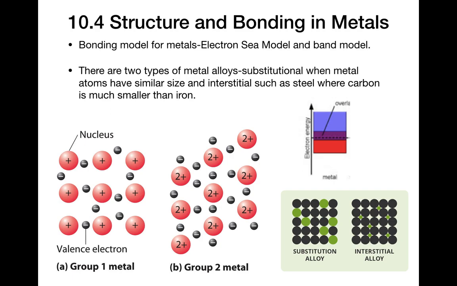We have two kinds of metal alloys. If the two atoms in the alloy have similar size, such as copper and zinc, you'll get a substitutional alloy. In the case of steel, where carbon is alloyed with iron, carbon's so much smaller it actually fits in the holes between the iron atoms, so we say it's interstitial. Those carbons in the holes actually help hold the layers together. They bond to multiple layers, and that's one reason why carbon makes iron stronger.